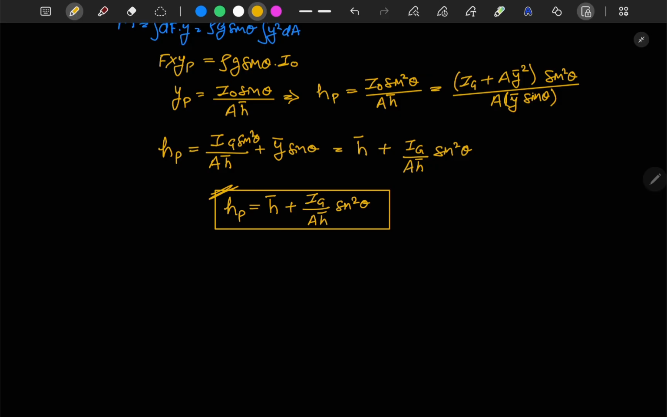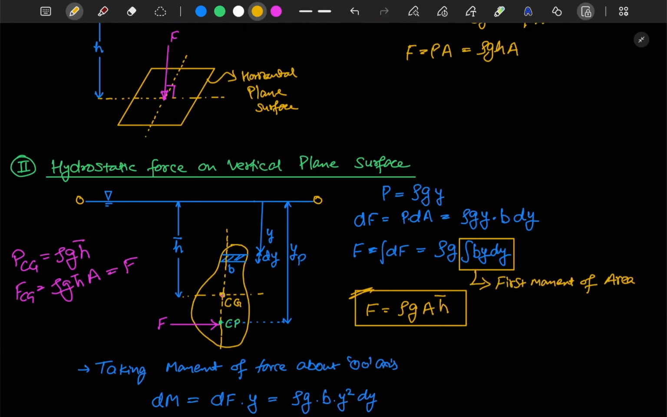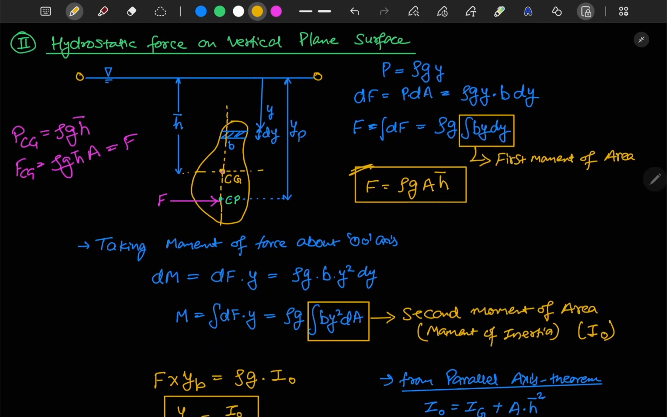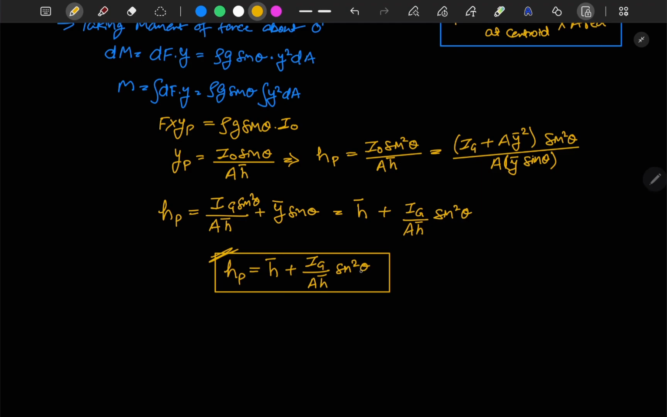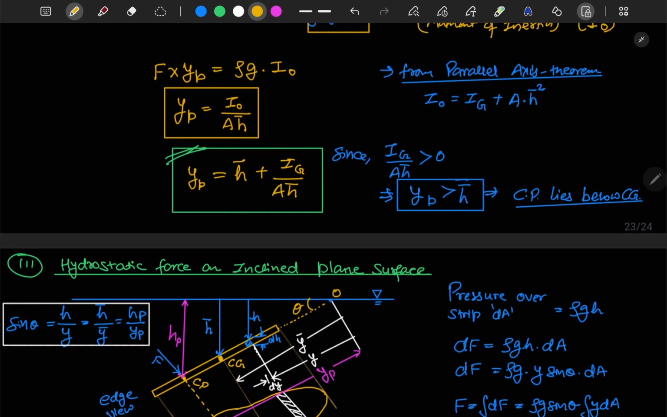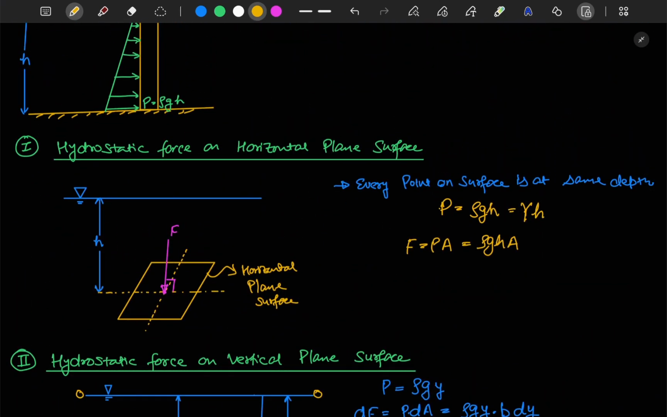Now if I assume a vertical plate, I can say that theta is equal to 90 degrees. If I substitute theta equal to 90 here, sine theta will become 1, and the equations for hp and yp will become the same. And if this is a horizontal plane, theta will become 0. For theta equal to 0, I will only get y bar. So from here I can also say that CP will lie here only; CP and CG both will lie here.